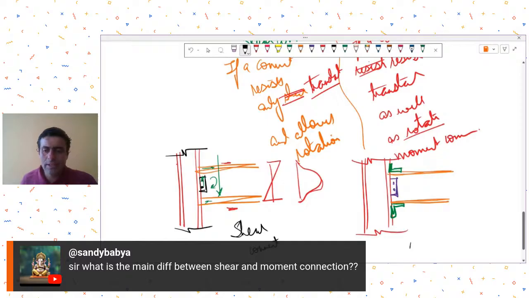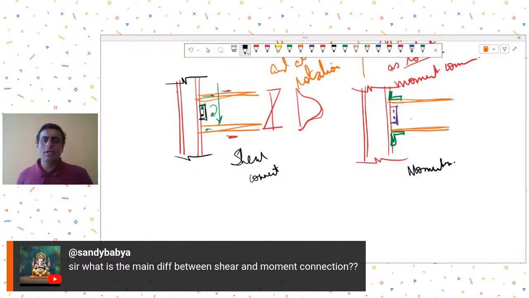Now, in moment connection further, there can be a situation where the rotation is not fully restrained and there is some relative rotation happening between the beam and the column. What do I mean by relative rotation?